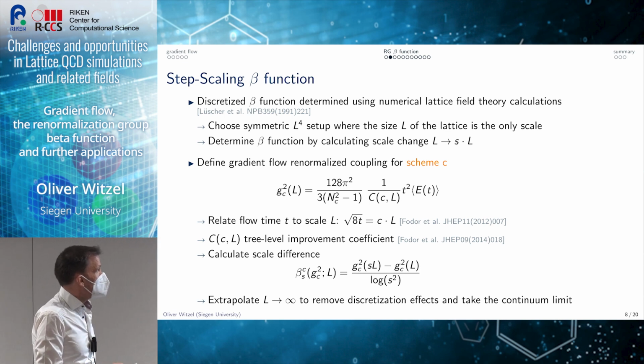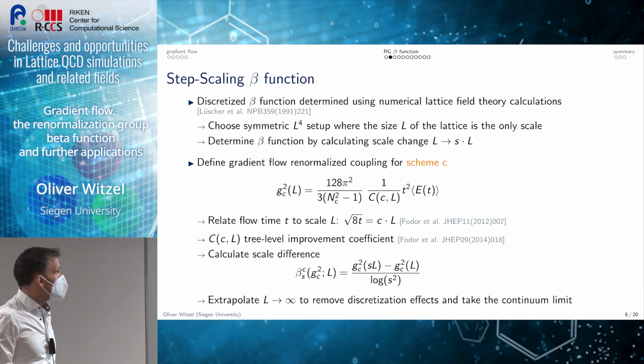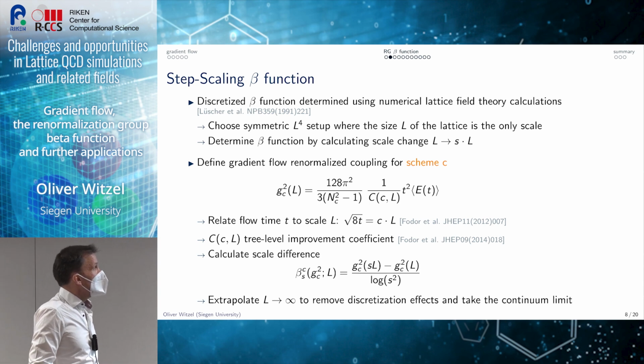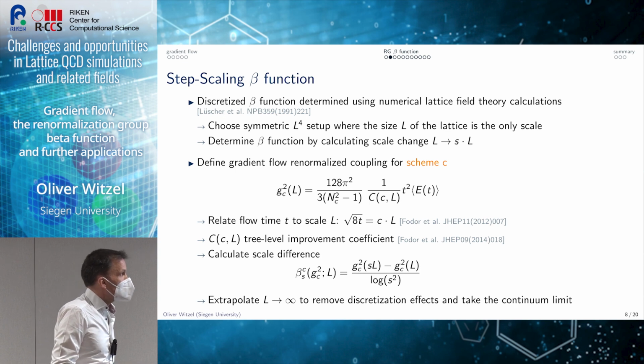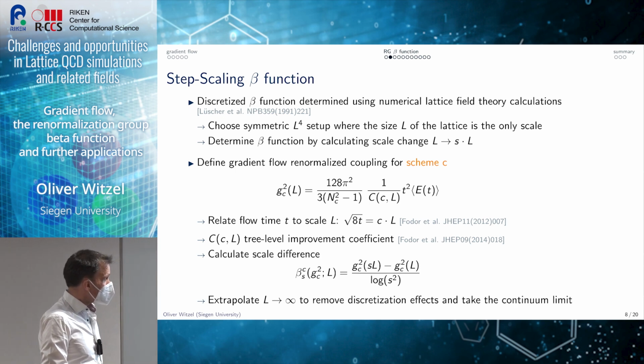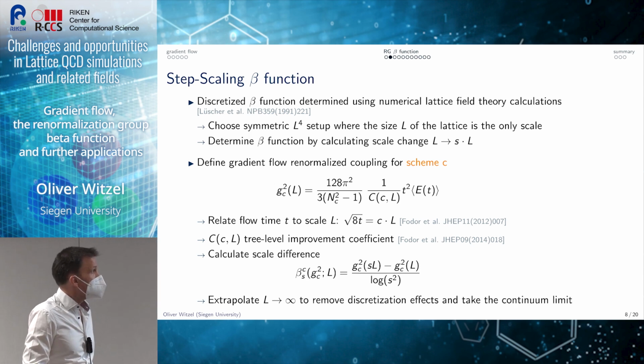For that we started out using the gradient flow version of the step scaling beta function, which goes back to the original work from Lüscher in the early 90s. The idea is that you use the volume of the lattice as the only scale in the system. So you generate symmetric L to the 4 volumes. Then you can determine the beta function by calculating the scale change. So you have a volume L and you do a scale change s, so the next volume you would need would be s times L.